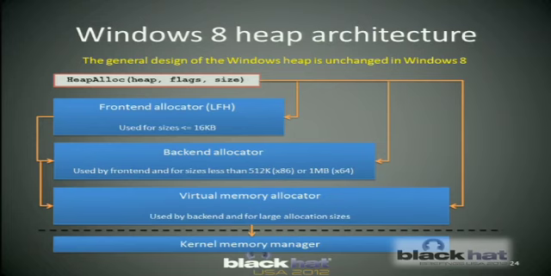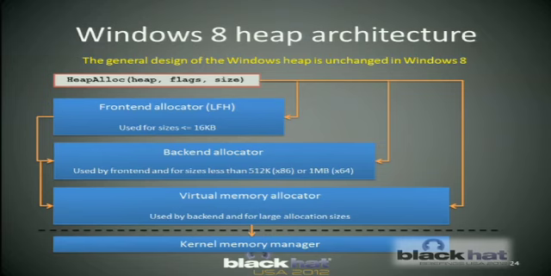So from a very high level, don't worry, I'm not going to go too deep in terms of algorithms and data structures for the heap, but I did want to give you a high-level overview of the Windows 8 heap architecture. And if you're already familiar with the heap architecture from Windows 7, it's at a high level relatively unchanged. When you use HeapAlloc to request some memory, it could come from one of three places.